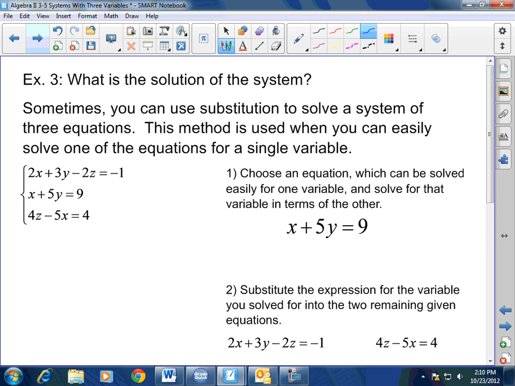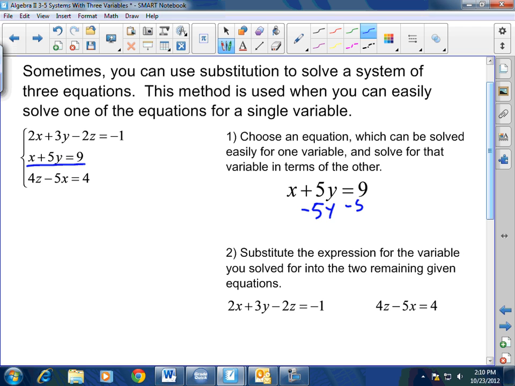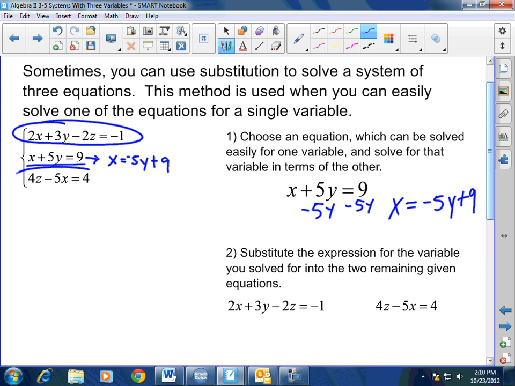So when I look at this, I immediately find an equation that's really easy to solve for one variable. That's exactly right, buddy. That would be this one. So for number 1, choose an equation which can be solved easily for one variable and solve that variable in terms of the other. In this particular situation, x equals negative 5y plus 9. You guys with me so far? Since I'm replacing the x, I already know that x equals negative 5y plus 9. This is one of those special cases where you do not use the first 2. In this particular case, you're going to use the first one and the last one, gentlemen.